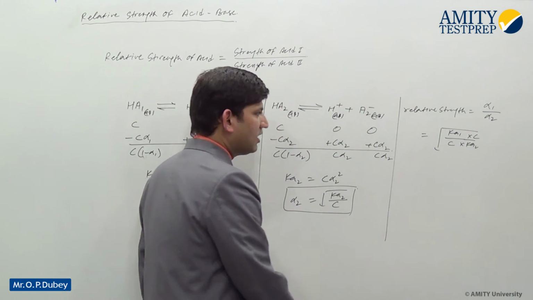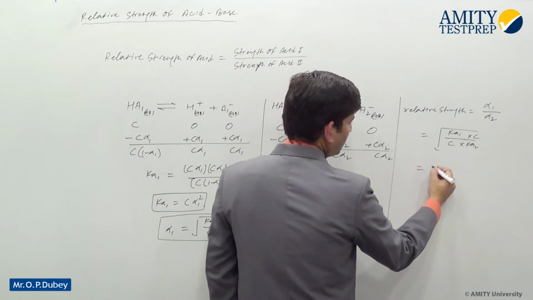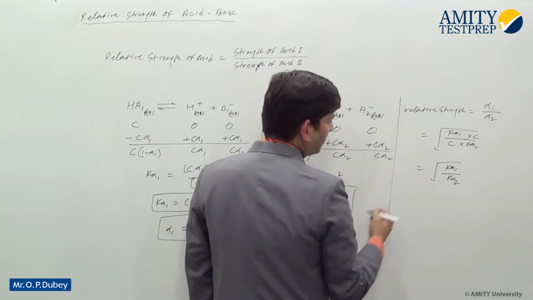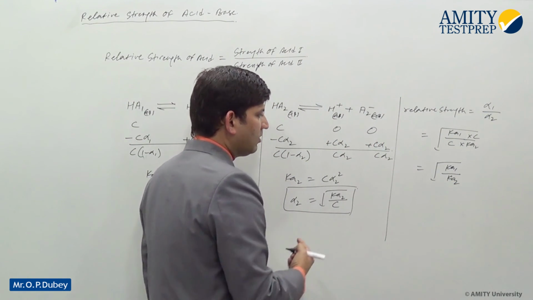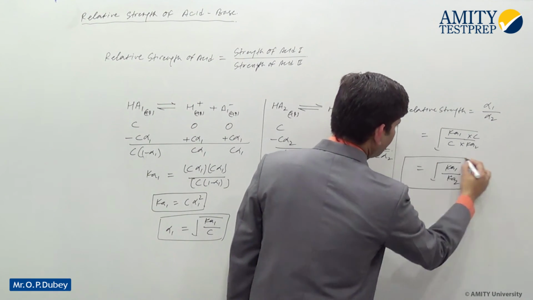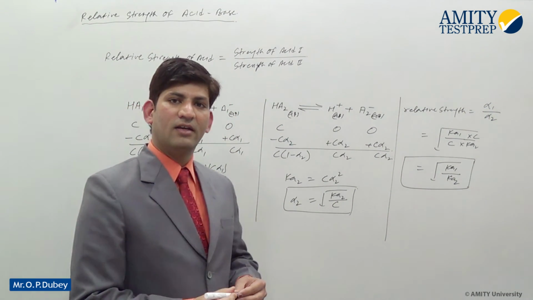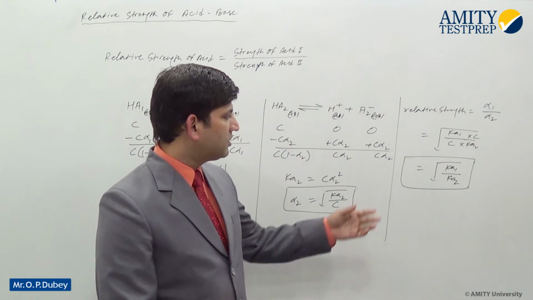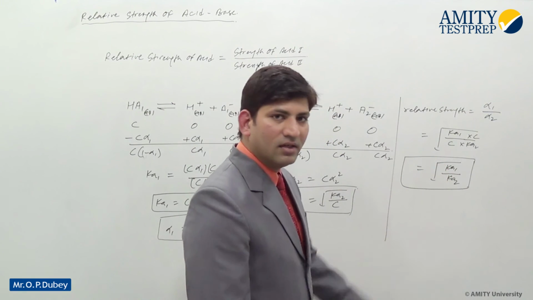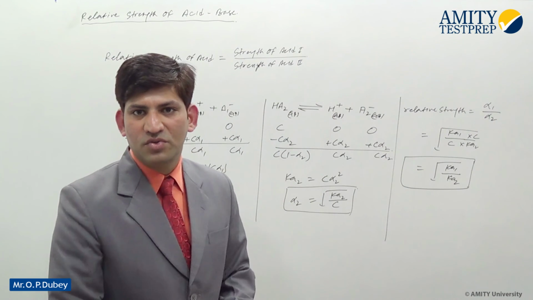If the concentrations are different, then we can also write C1 and C2 here. If the concentrations are equal, the relative strength of the two acids is under root of the ratio of the dissociation constants. And similarly, we can also determine the relative strength of the bases. The relative strength of the bases is under root of the ratio Kb1 upon Kb2, the dissociation constants of base 1 and base 2. Thank you.